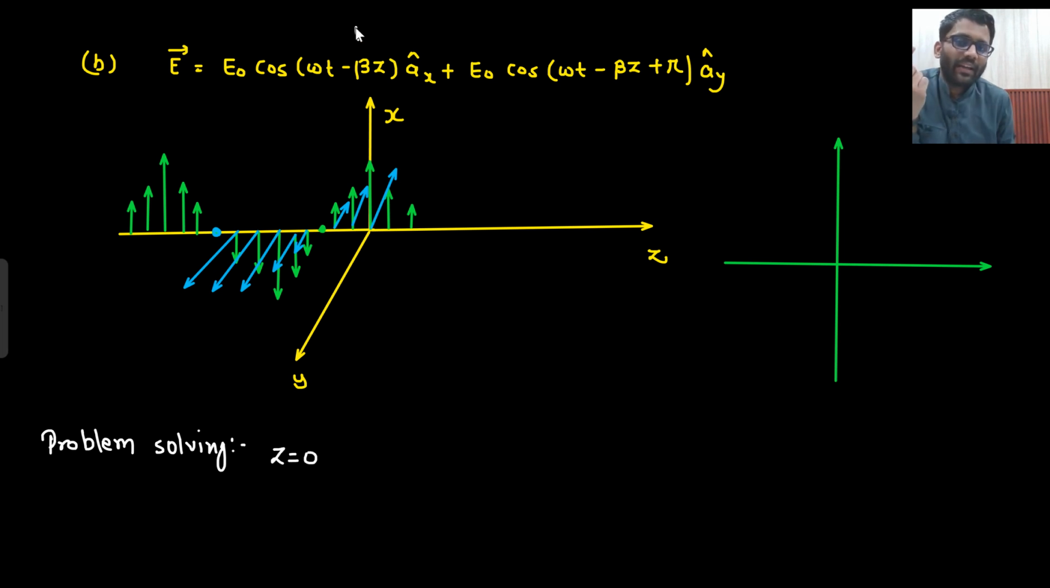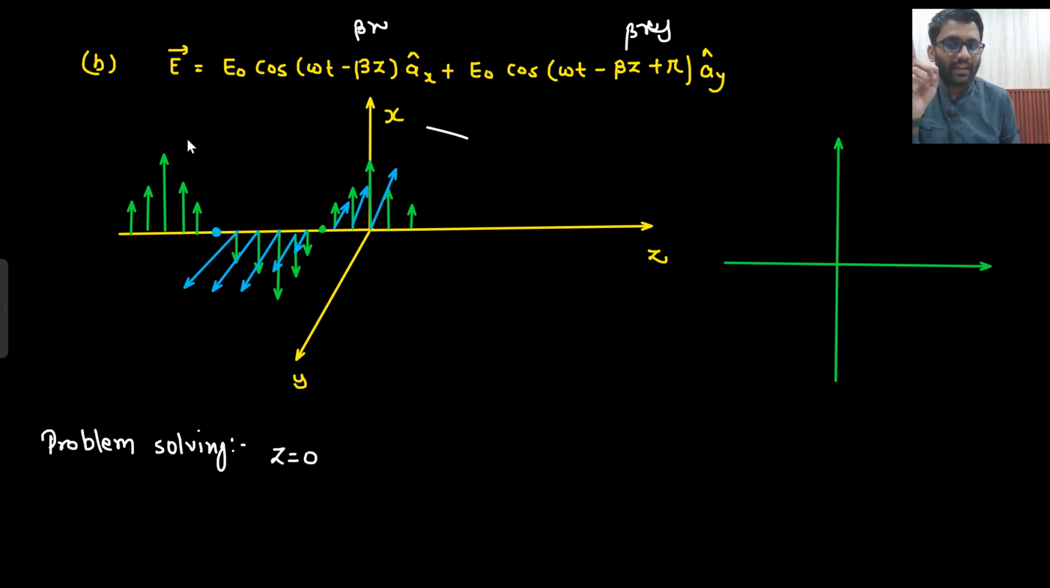If it was propagating in the x direction, if it was beta x, then I would put x equals to 0. If it was beta y, then I would put y equals to 0. Because I just need to take a plane perpendicular to the direction of propagation. So this is my direction of propagation, so I need to take a perpendicular plane. At that plane, z equals to 0 or y equals to 0 or x equals to 0 would be my equation of plane. So now what will be the equation of this plane? That would be z equals to 0.